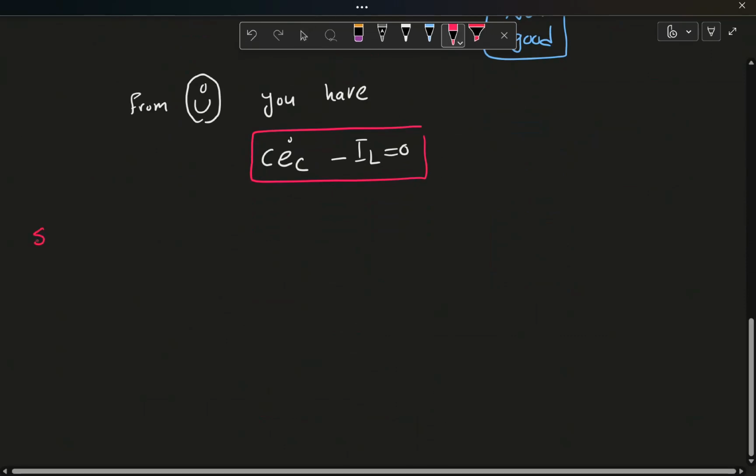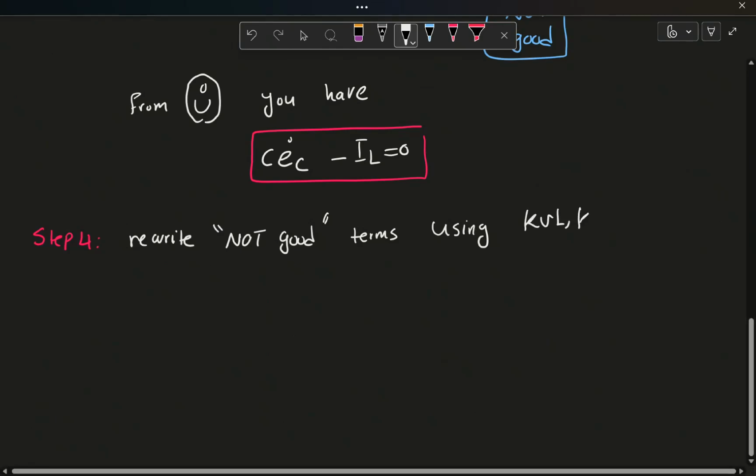So let's go to step 4 and rewrite not good terms using KVL, KCL, and Ohm's law.